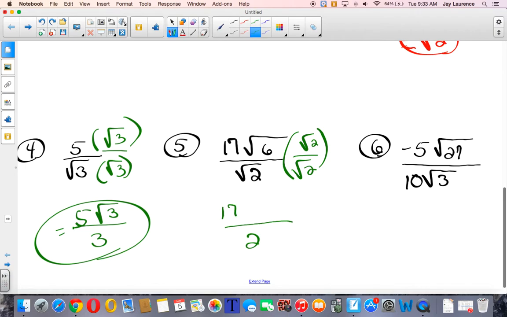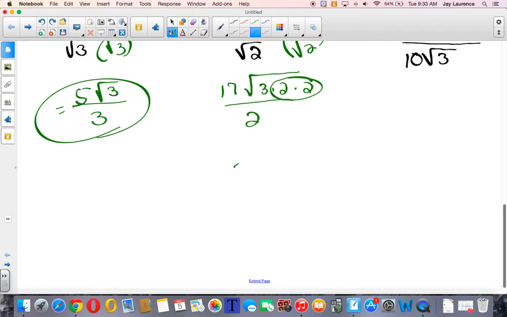My denominator is going to become 2. My numerator is going to be 17, and I could put rad 12, but I'm going to think of 3 times 2 times 2, right? Because 6 is 3 times 2. And then the other 2 is coming from here, right? So these 2 are going to leave the house. So I'm going to get a 34 rad 3 over 2, and that'll simplify to 17 rad 3.